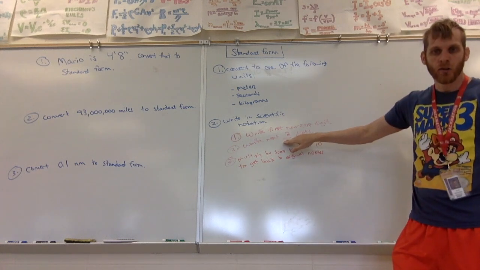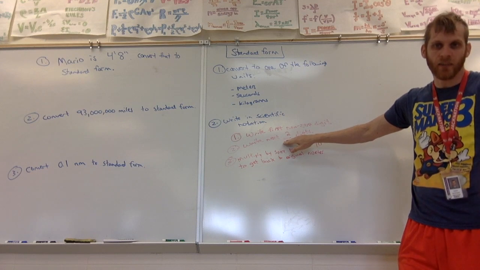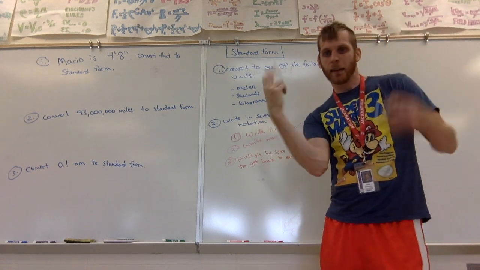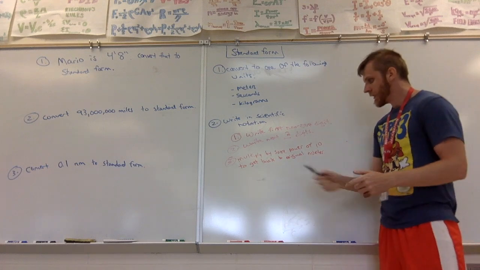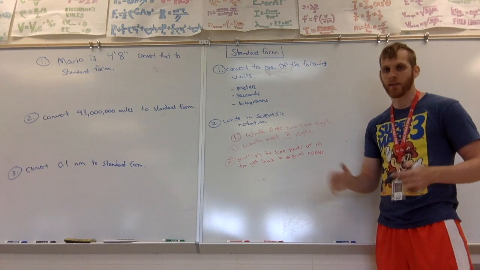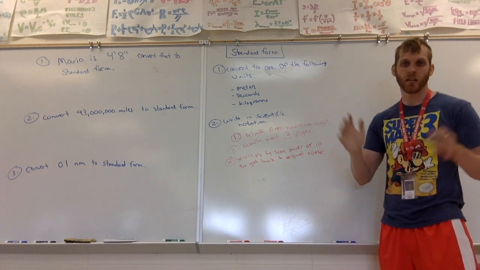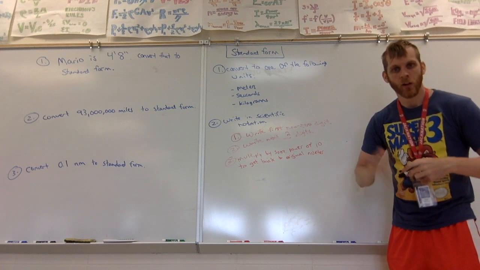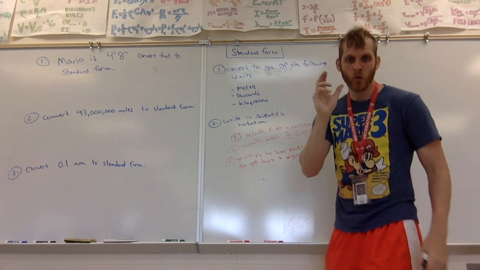Now technically, there are rules to that, depending on sig figs and stuff. I'm not going to worry too much about sig figs. Just write the next 2 for this class. Then you're going to multiply that number by some power of 10, like 10 to the 5th, or 10 to the 9th, or 10 to the minus 13th, to get back to your original number. So I think the best method to do this is to show you with examples.